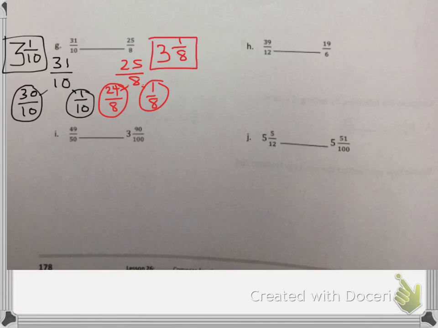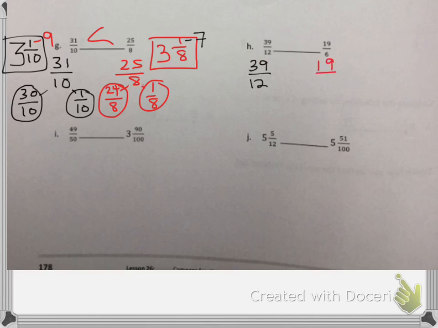I know that 1/8 is closer than 1/10 because that's 9 away. This is 9 away from 10, right? And this is only 7 away. So we know that 1/8 is closer to our next whole. So that's going to be our answer. 25 eighths. All right, for this next one, 39 twelfths.